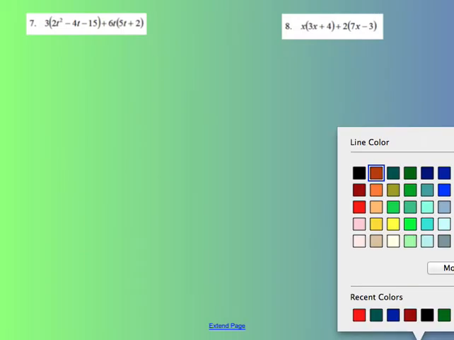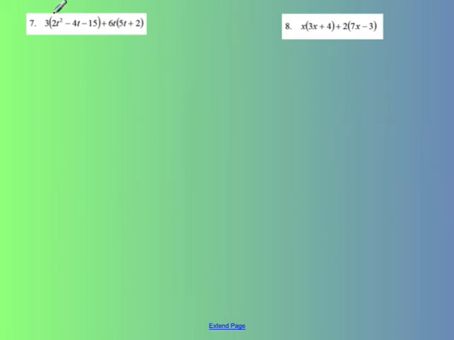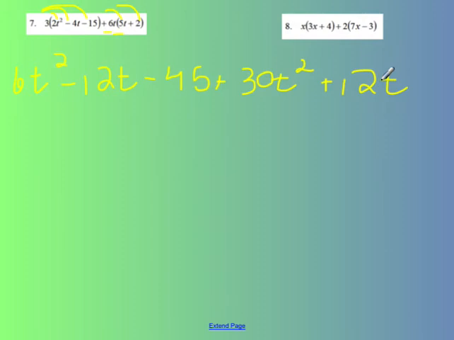Taking a look at number 7 and number 8, so we want to go through and distribute everything. So that's all we're doing. 3 times 2 is 6, and then t squared. 3 times a negative 4 is negative 12, and then t. 3 times a negative 15 is negative 45. And then 6 times 5 is 30, and then t to the first times t to the first is t squared. 6 times 2 is 12, and then you want to make sure you have that t with it.